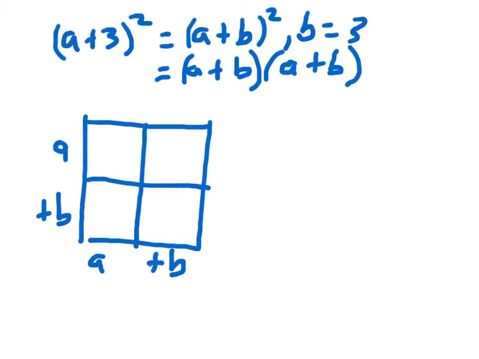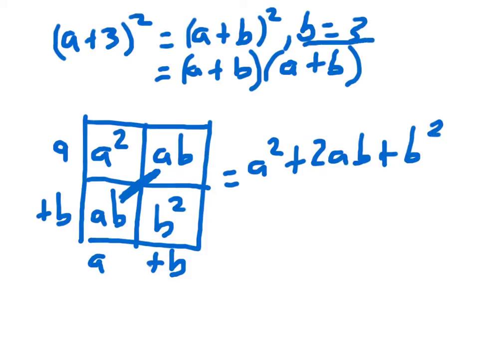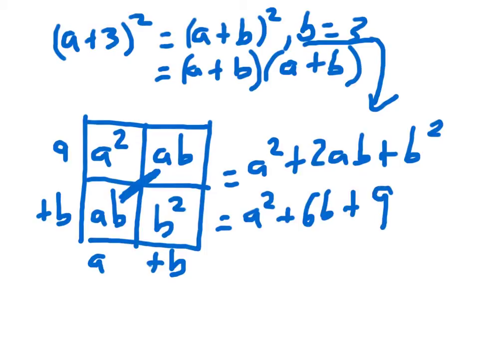So I figure out the inside of the square. A times a is a squared, a times b is ab, b times a is also ab, and b times b is b squared. And I look for like terms, and I notice, hey, these two are like terms. So this is equivalent to a squared plus 2ab plus b squared. Remember, b was 3, so if I substitute that into my equation, I realize, oh, that's a squared plus 2 times a times 3, which is 6a, plus 3 squared, which is 9. And so this is an equivalent equation written without parentheses.